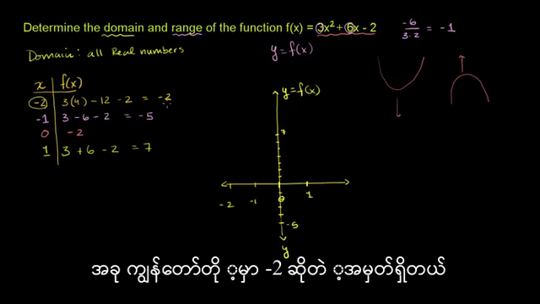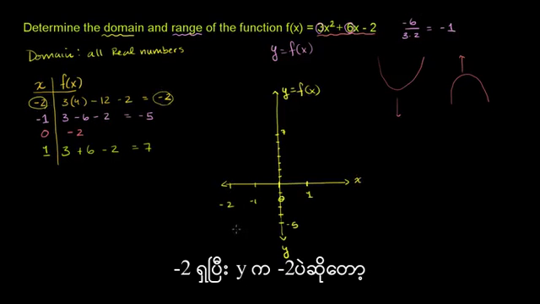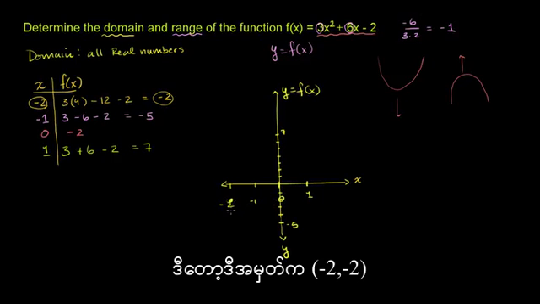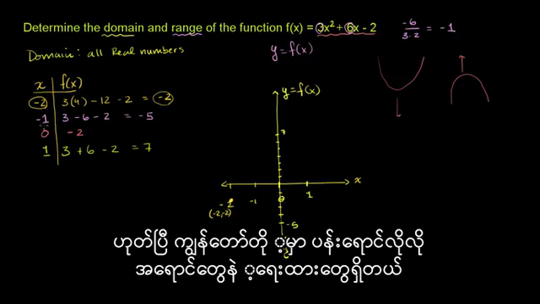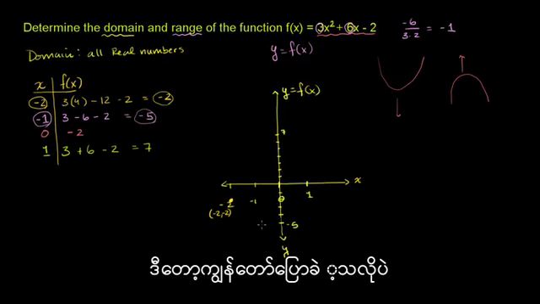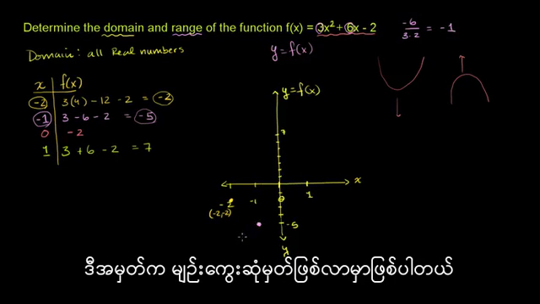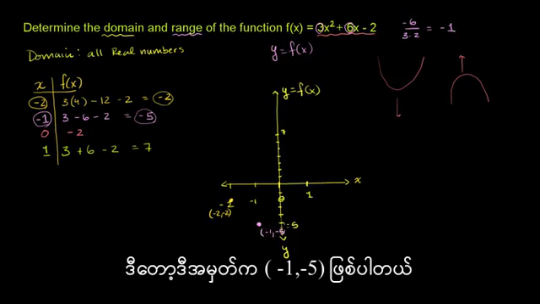You have the point negative 2, negative 2. When x is negative 2, y is negative 2, so that is that right over there. So that is the point negative 2, comma negative 2. Fair enough. Then we have this point in this pink or purplish color. When x is negative 1, f of x is negative 5. And we already said that this is the vertex, and you'll see the symmetry around it in a second. So this is the point negative 1, negative 5.